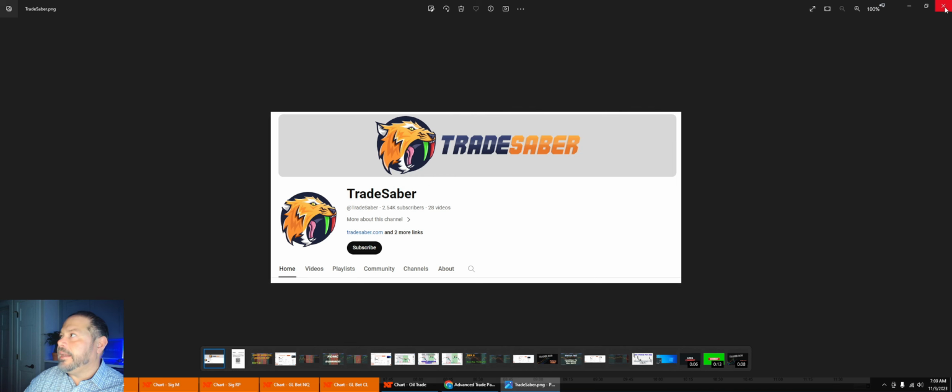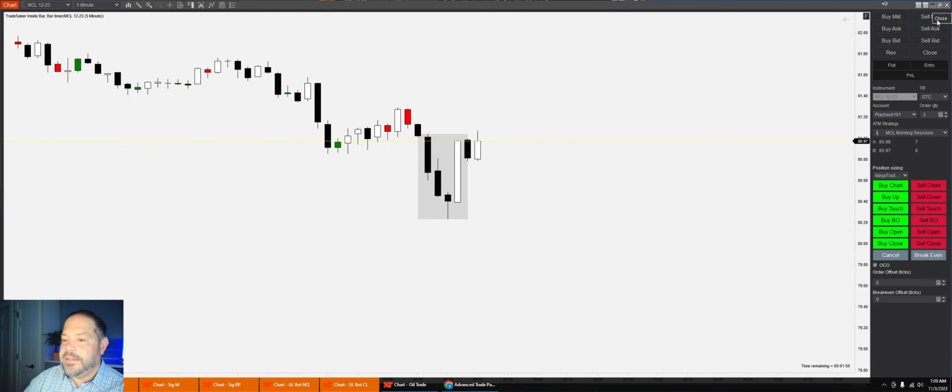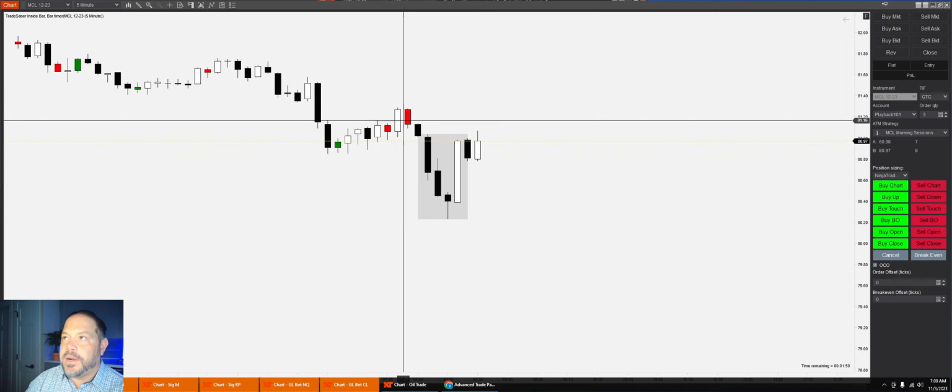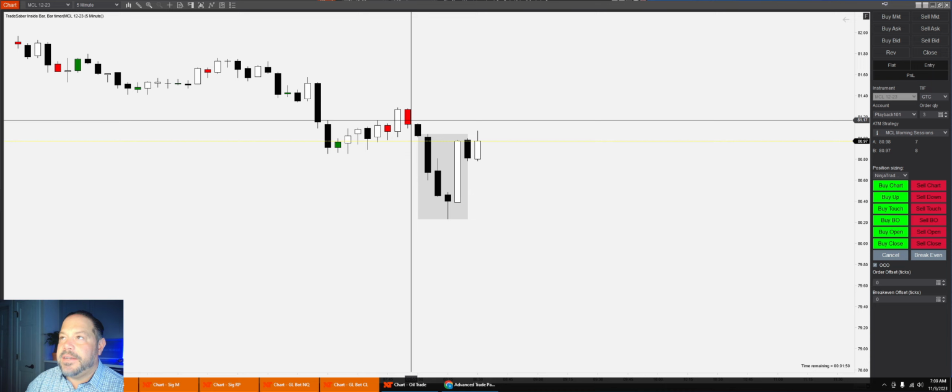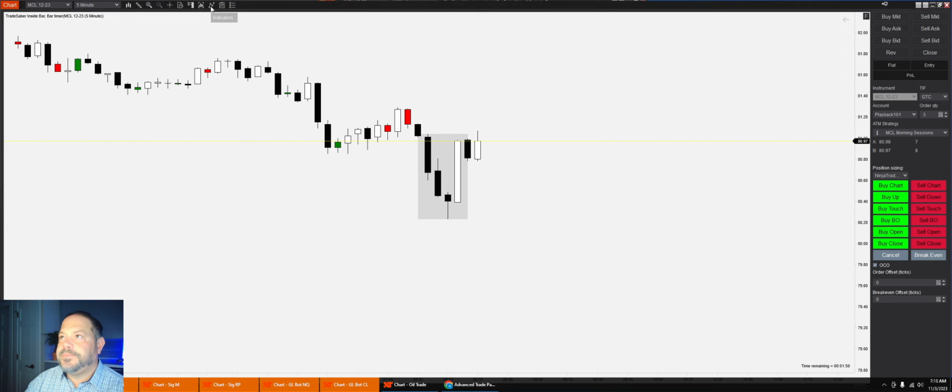Then, he's got a link there to join his free Discord, where that is the place where you can go and download all of these, or at least this inside bar indicator, which is where I got this from. The nice thing about this indicator is that it also has an alert. It's got an alert feature.